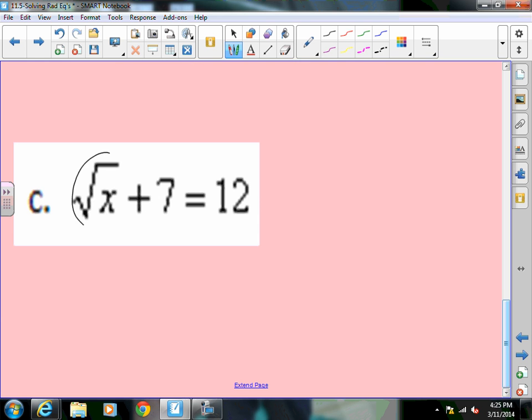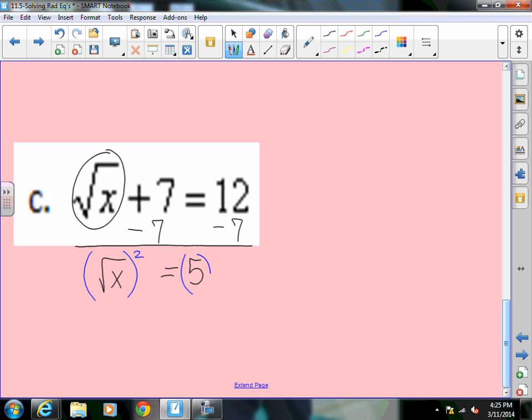Okay, trying to get the rad alone. Right now there's a plus 7 over there, so I need to move it. I do that by subtracting 7 on both sides. So then I bring down rad x equals 12 minus 7 is 5. The rad's alone. To get rid of that rad, I square both sides. When you square a rad, it just makes it go away. You bring down what's inside, which is your x. 5 squared is 25.